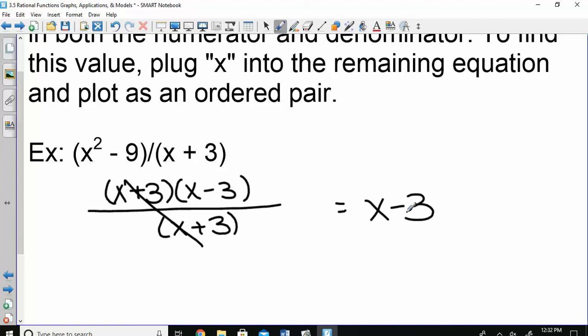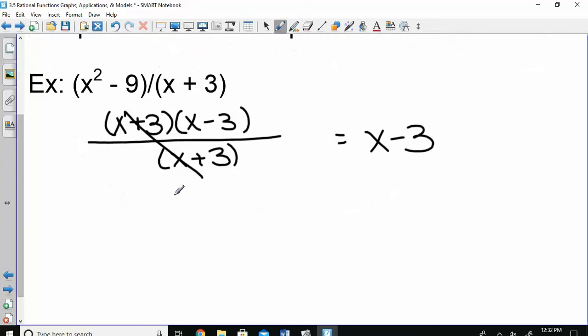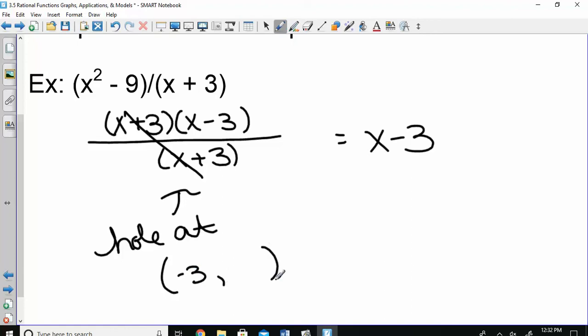The original one, what's the domain? What can x not be in the starting one? -3. And in the final one, x could be anything. So what happens when something cancels? That puts a hole in the graph. To find that value, what makes x plus 3 equal 0? -3. To find the y value, you plug the -3 into what's left. So after I cancel, if I put my -3 in here, we get -3 minus 3, which is -6.